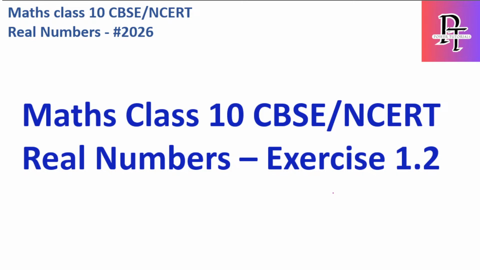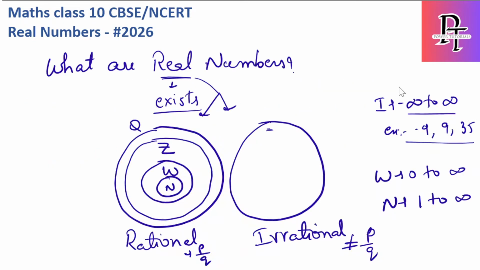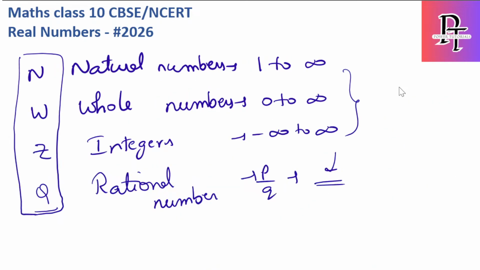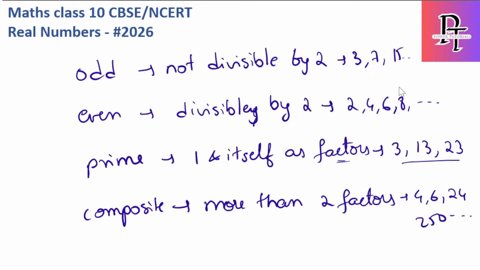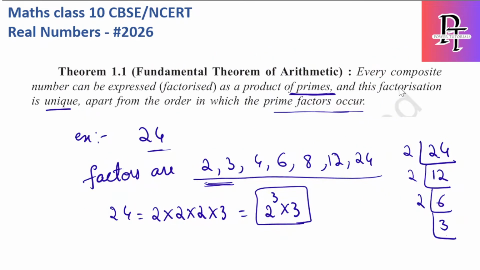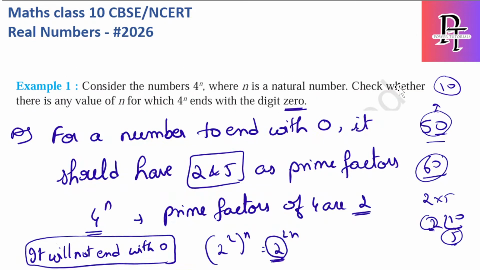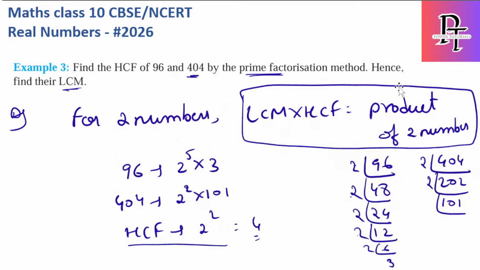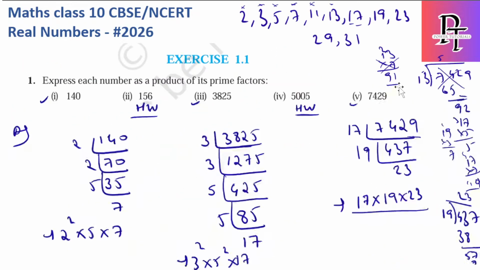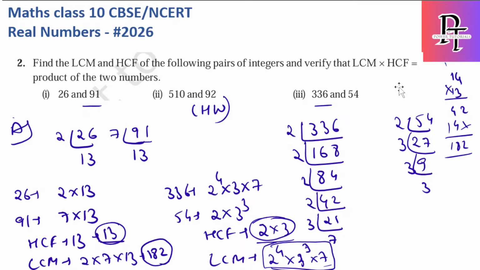So I think if you have cross-checked my previous videos, I have completed exercise 1.1 and also covered what are real numbers in detail. I also explained what are natural numbers, whole numbers, integers, rational numbers, and then odd, even, prime, composite numbers we have discussed. And then we also discussed the Fundamental Theorem of Arithmetic, HCF and LCM. We have also covered the example questions, and all the example 1.1 questions have been solved.